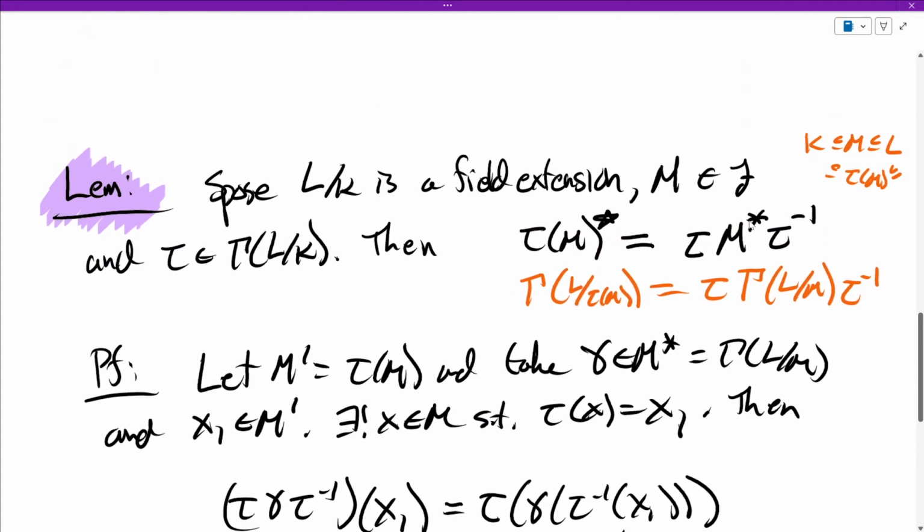So conjugating the subgroup that corresponds to a fixed field by an element corresponds to some other Galois group. The other Galois group is L over the image of the subfield under the element you conjugate by.